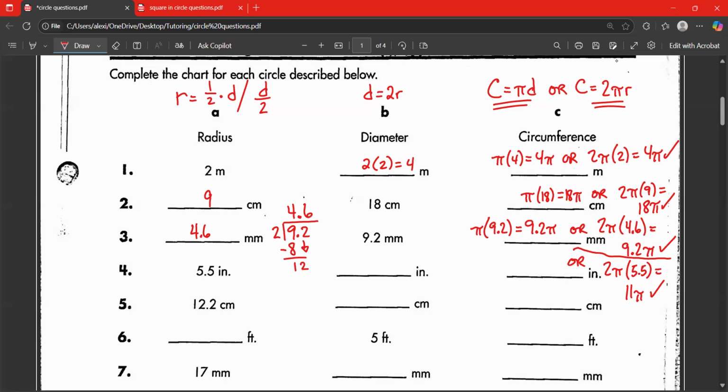Now let's go ahead and calculate the diameter. Remember, diameter is 2 times the radius. So that's 5.5 times 2, which is 11. So the diameter is 11. So if I had the diameter, I can calculate the circumference by just doing pi times the diameter, which is 11, and this is 11 pi. So either way, both work.